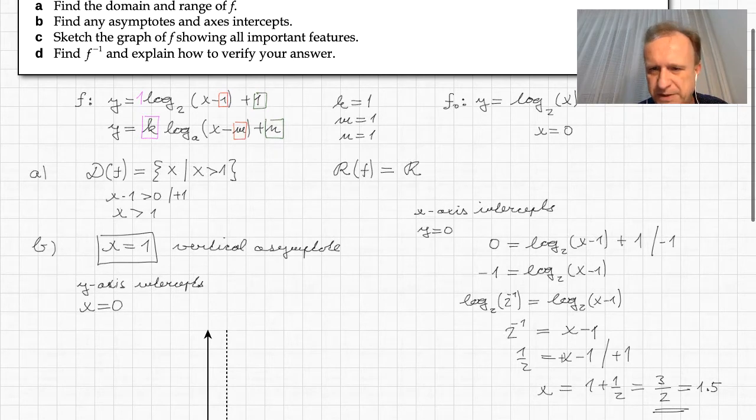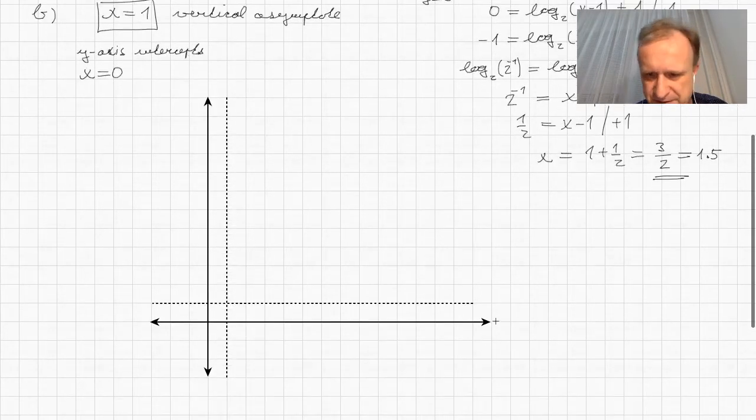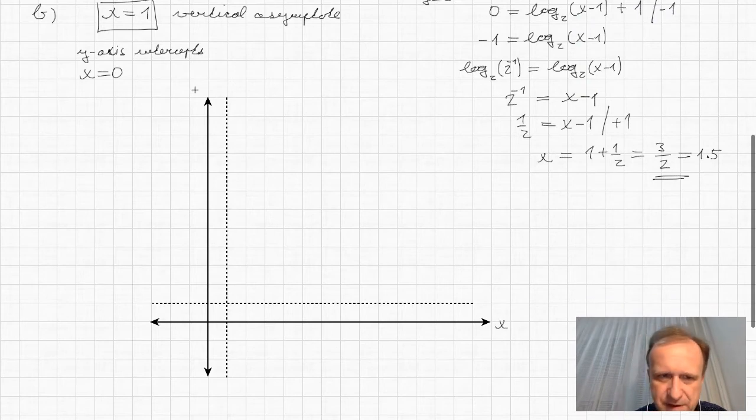We have found only the x-axis intercept, which is 1.5. Now in part C we are asked to sketch the graph of f showing all important features. So I have prepared the set of axes. So this one is the x and this one is the y-axis, and also a pair of dashed lines which correspond to the shift, to the translation.